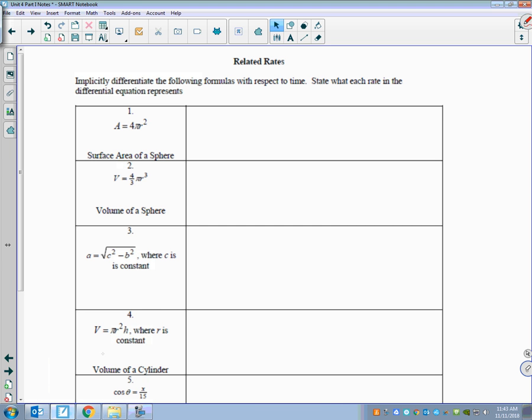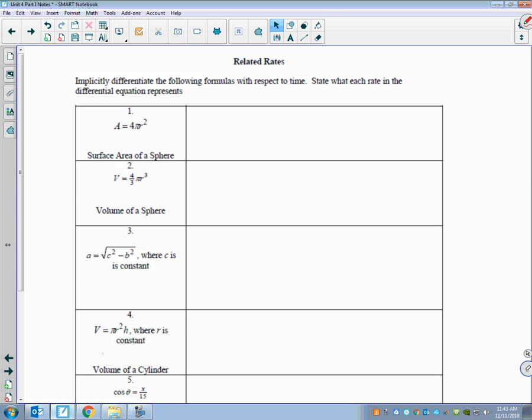Okay, so there's only two topics on this next test. One of them is implicit differentiation, and the other one is related rates. And related rates, you need to understand implicit differentiation to do this. Related rates is talking about more application stuff.